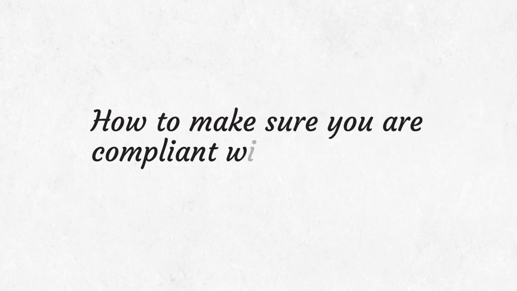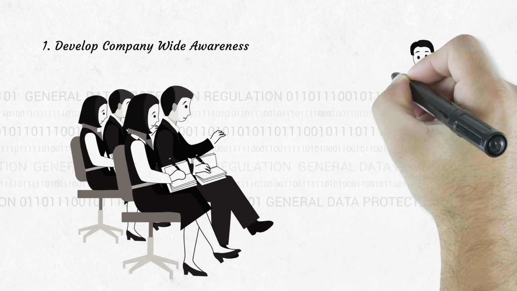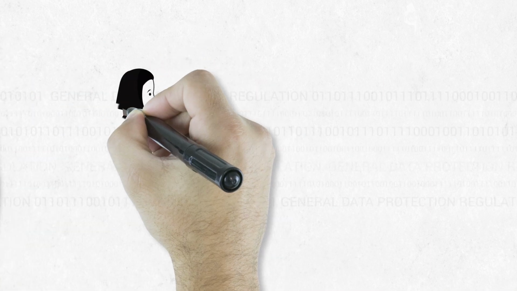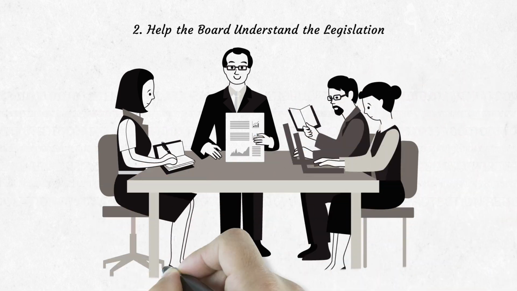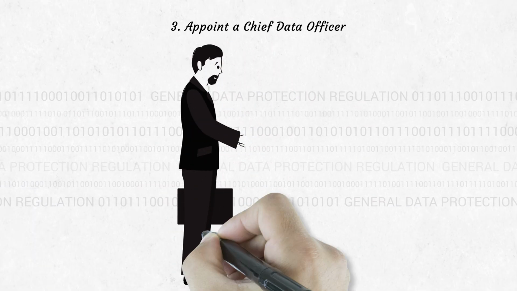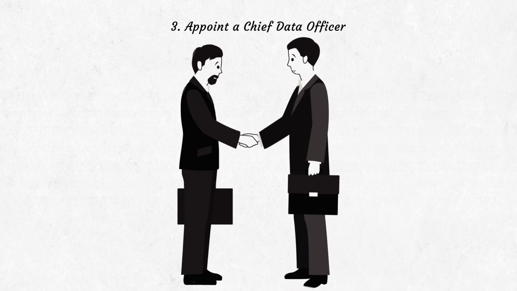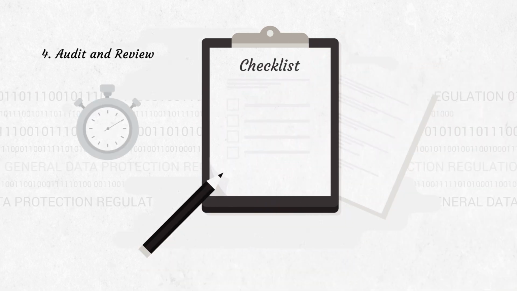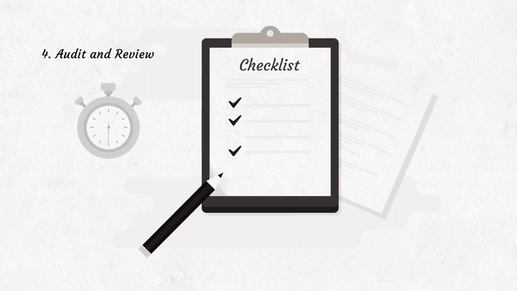How to make sure you are compliant to GDPR? Develop a company-wide awareness session by helping your colleagues understand how it affects your business. Help the board understand the legislation and its requirements regarding the control and processing of personal data. Appoint a chief data officer to drive compliance internally and, if required, a data protection officer to assess the data protection requirements. Review and audit the existing systems, procedures, policies, and controls, and implement corrective actions if necessary to ensure compliance with GDPR.